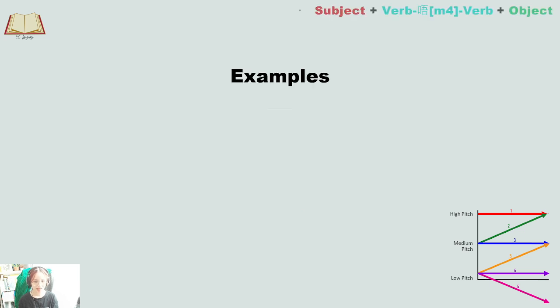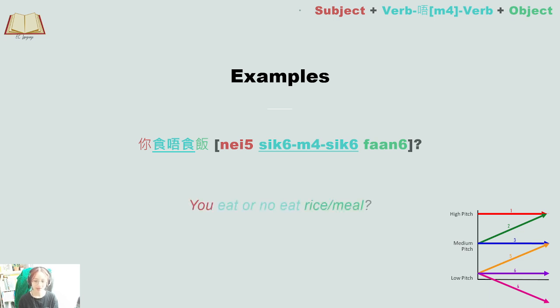Here is an example of the A not A structure. 你食唔食飯? You eat or no eat rice or meal. As you can see, this repeats the given verb, 食, and 唔 is placed right in between. So 食, 唔, 食. For longer verbs, check out my video of making yes-no questions.